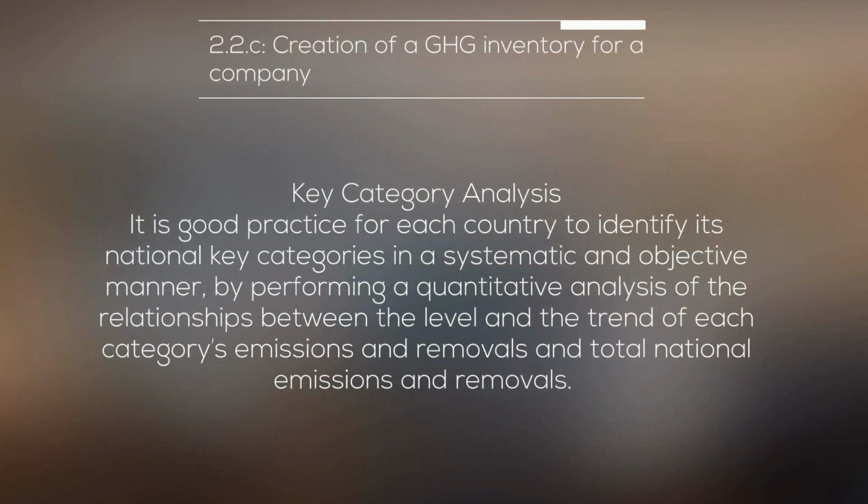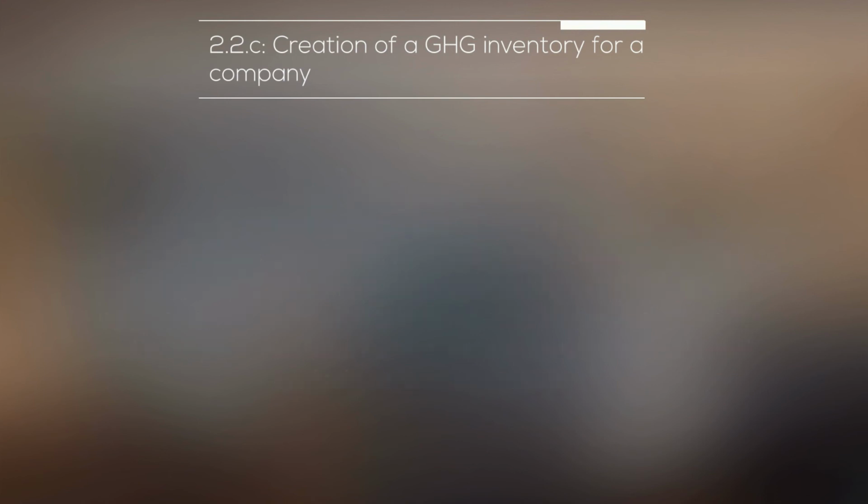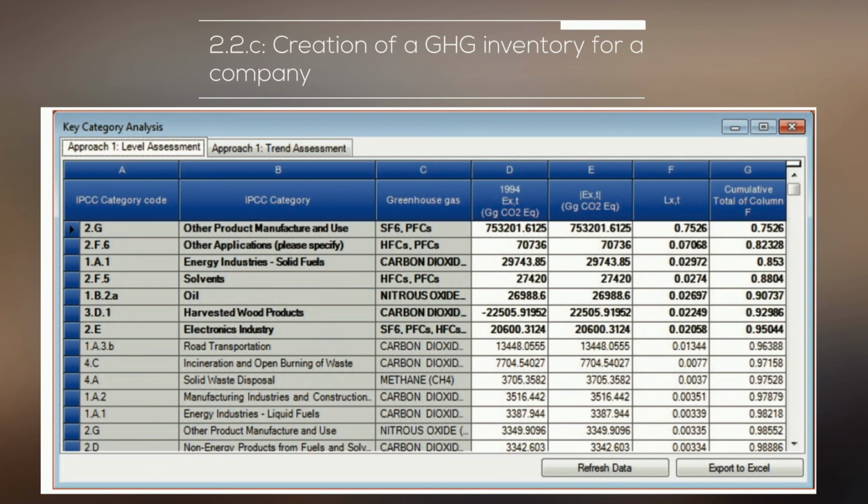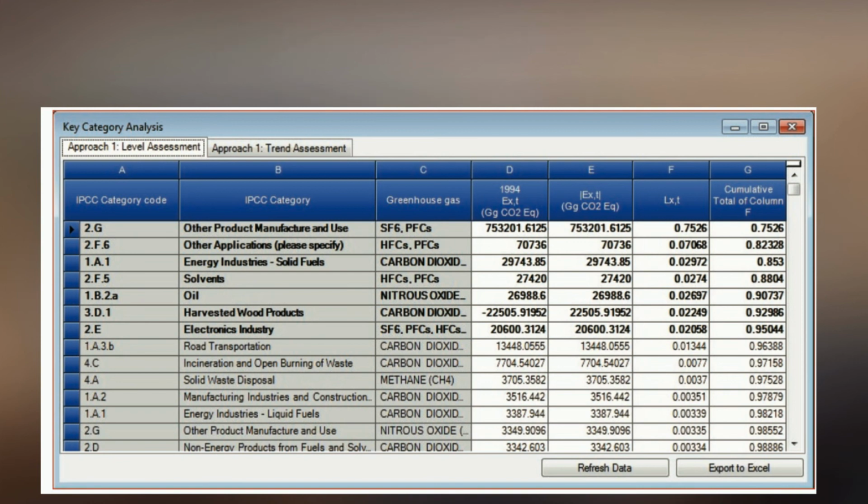Key Category Analysis. It is good practice for each country to identify its national key categories in a systematic and objective manner by performing a quantitative analysis of the relationship between the levels and the trend of each category's emissions and removals, and total national emissions and removals.